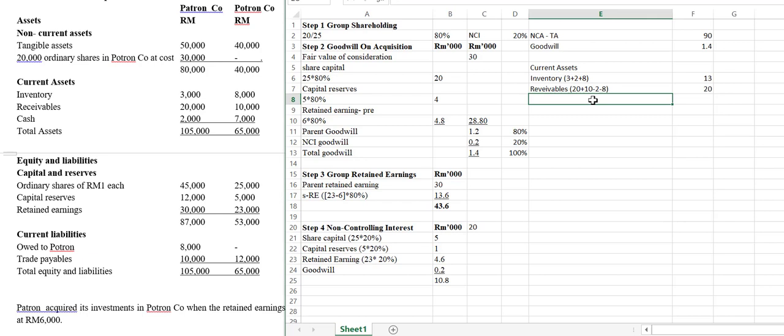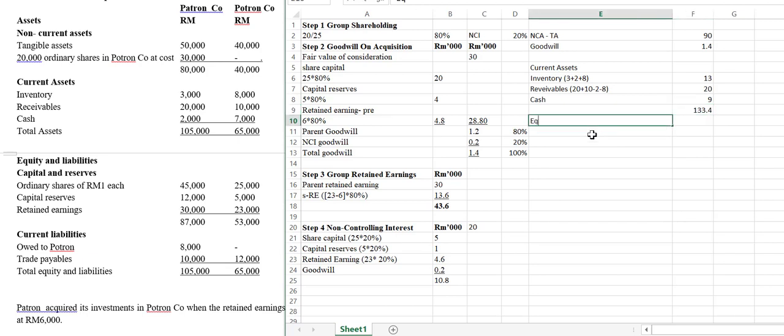Next, you will have the cash amount. The cash amount is basic, just add 2 plus 7, you get 9. So in total, how much you have in here is 133.4. So 133.4 is your total asset.